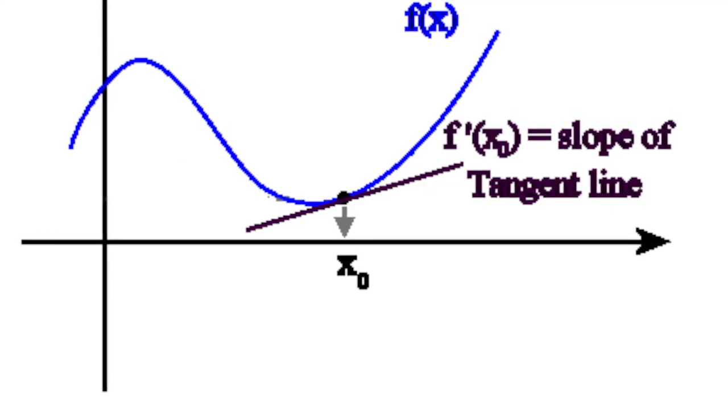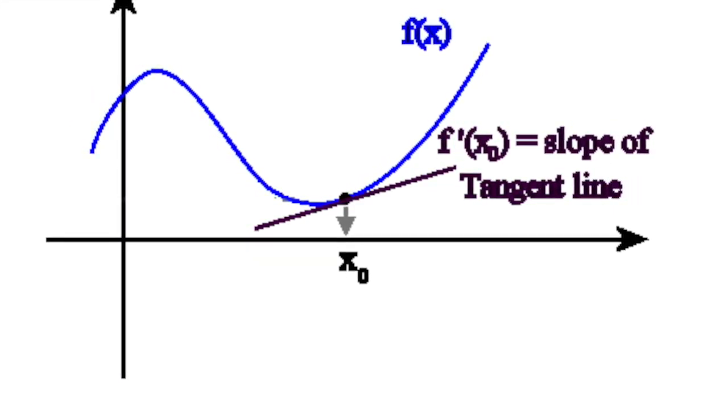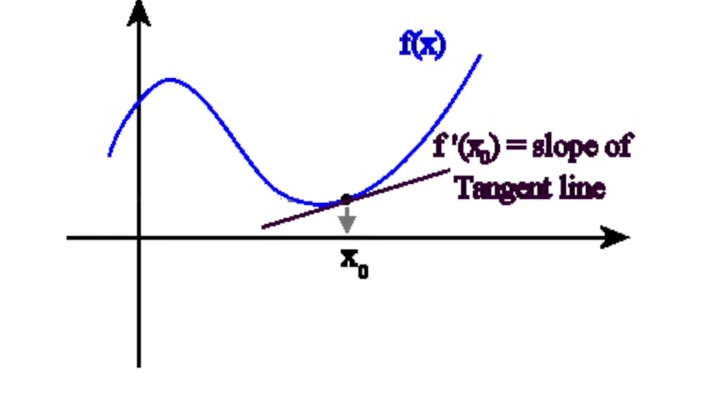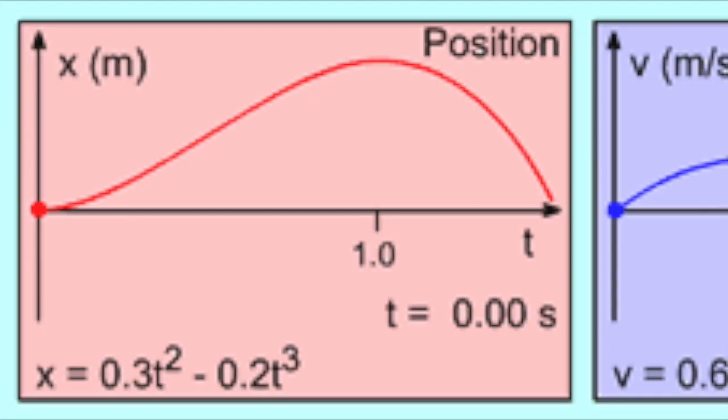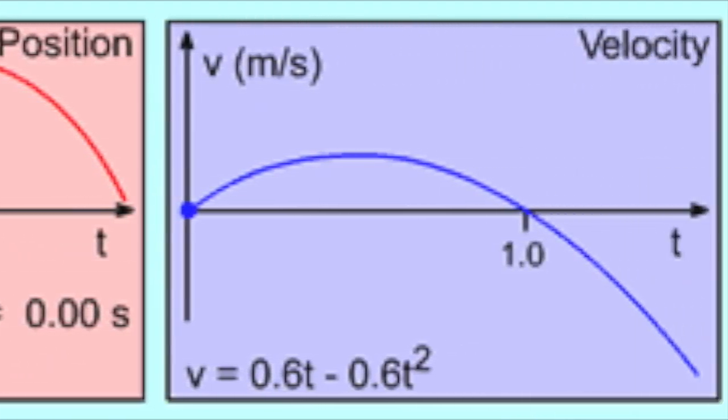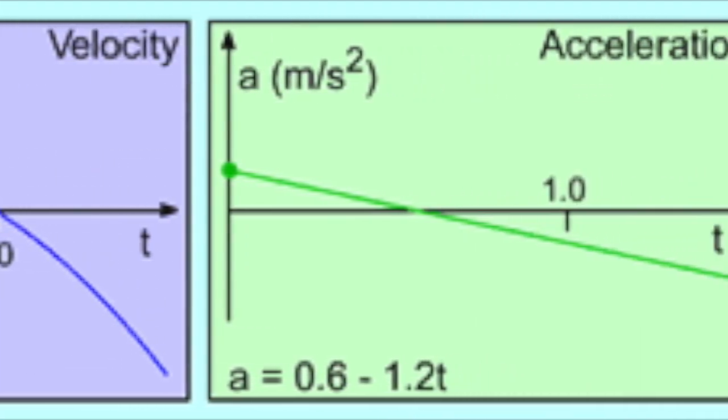A derivative is a function which gives the slope of a curve or the slope of the line tangent to a function. Velocity is the same thing as the first derivative. The second derivative is the derivative of the first derivative, which is also known as acceleration.